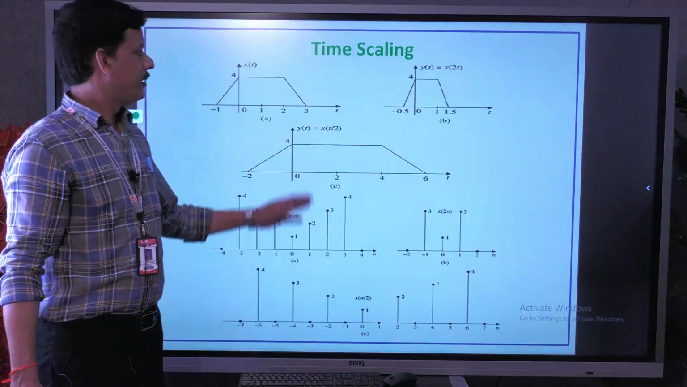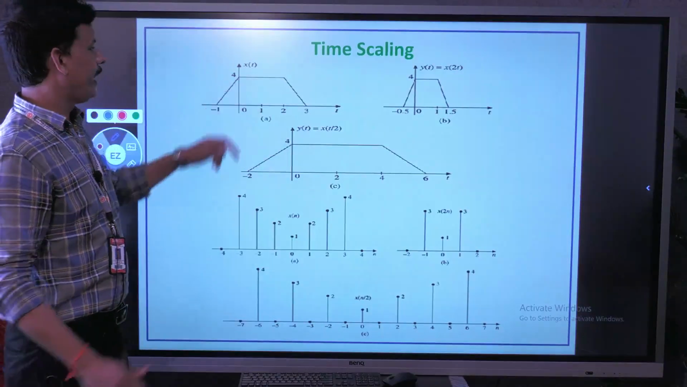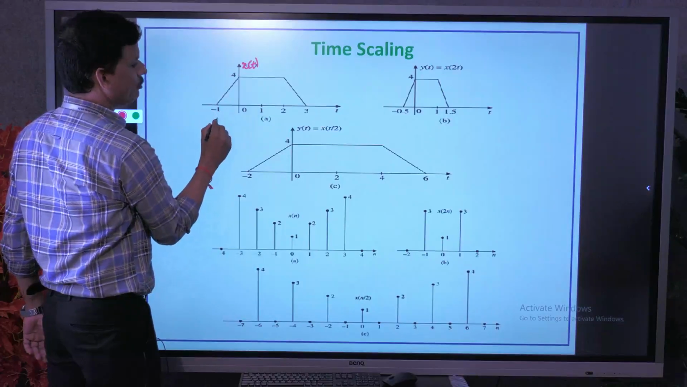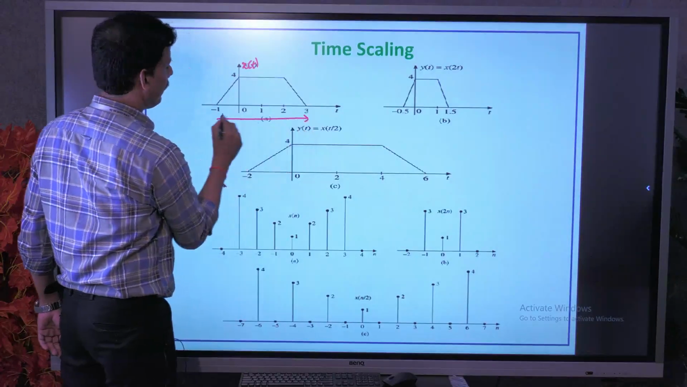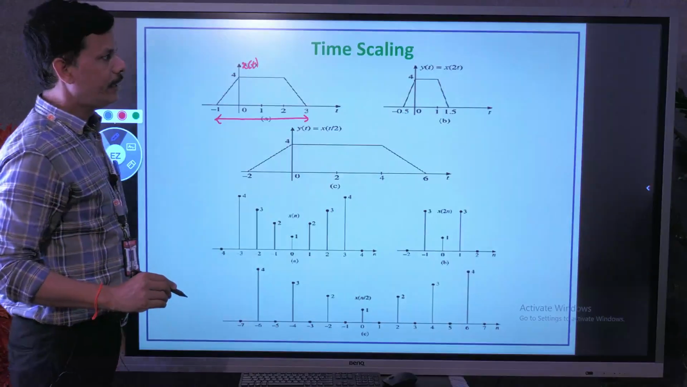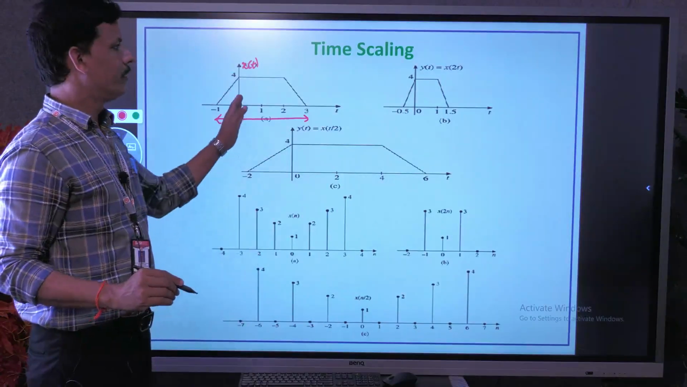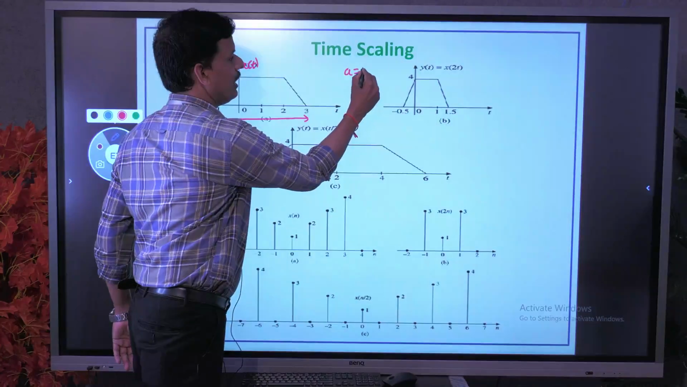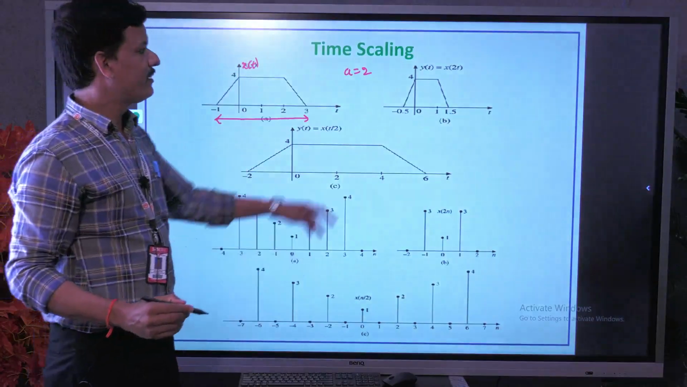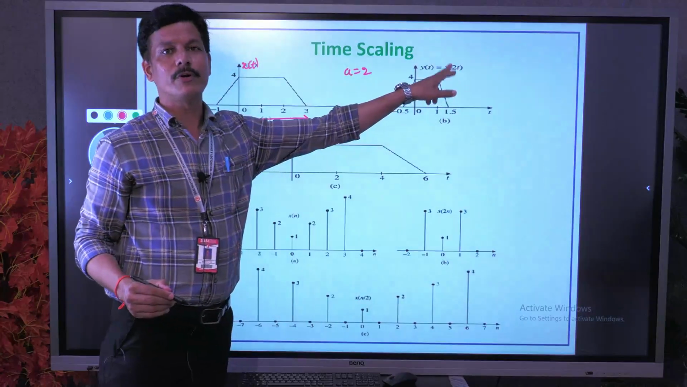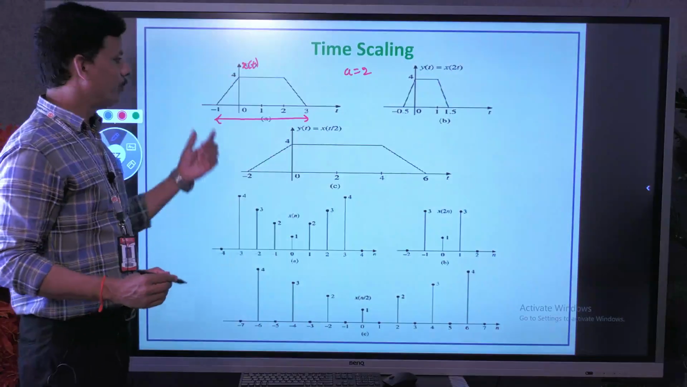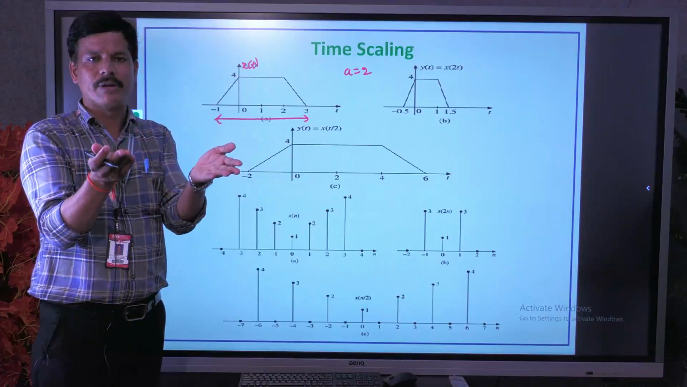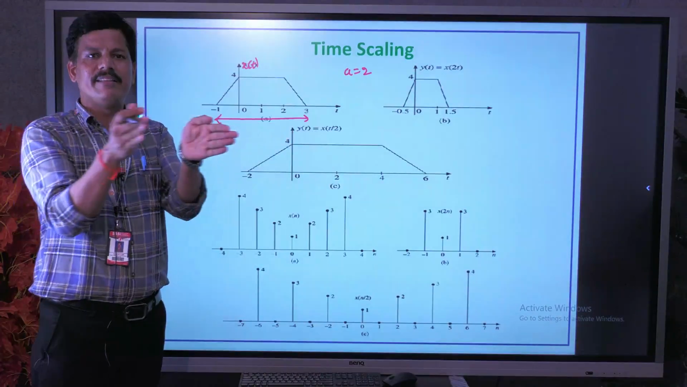Here, let us take a signal x of t which exists from minus 1 to 3. Here, you can easily find out the scaled version. Here, A equal to 2. Then the given signal is y of t equal to x of 2t. X of 2t means it is a compression. Already I told you, here 2 is greater than 1. When A is greater than 1, it is a compression.